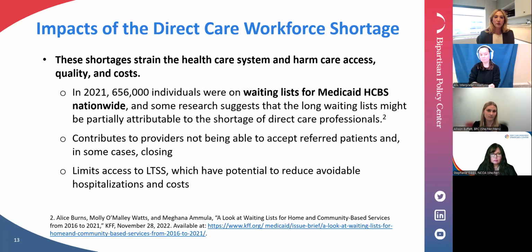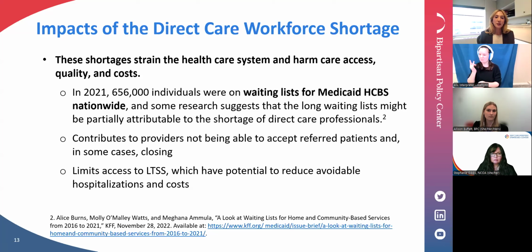We've talked about the state of this workforce shortage, so now let's talk about the impacts. It's important to address this workforce shortage because it's straining the healthcare system and it's harming care access, quality, and costs. In 2021, there were 656,000 individuals on waiting lists for Medicaid home and community-based services. And some research suggests that these long waiting lists might be partially due to the shortage of direct care professionals. This workforce shortage is also contributing to providers such as nursing homes or home health agencies not being able to accept referred patients due to staffing shortages, and in some cases, closing. For example, in a 2024 survey of nursing homes, almost half reported that they had had to turn away a referred patient due to staffing shortages.